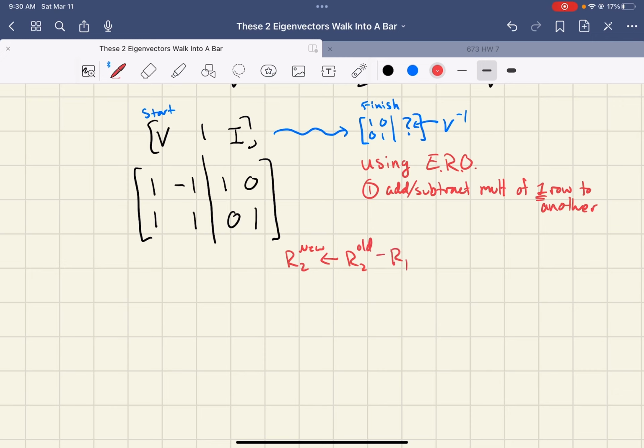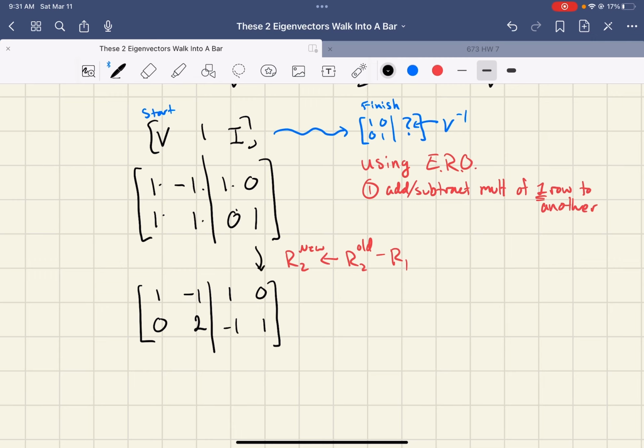Okay, I'm subtracting a multiple of row 1 from row 2. This is that first type of elementary row operation. So importantly, I'm not changing row 1. Row 1 stays the same. That baby's not getting changed. But row 2, I have to subtract row 1. So 1 minus 1, 0. 1 minus minus 1, 2. 0 minus, okay, negative 1, and 1. There we go. We did it.